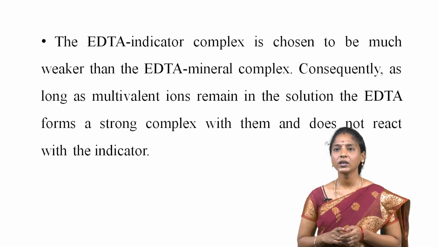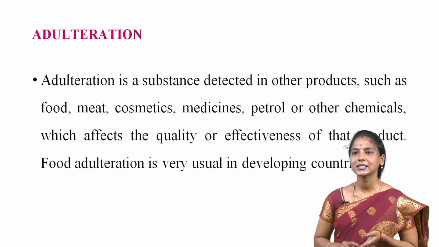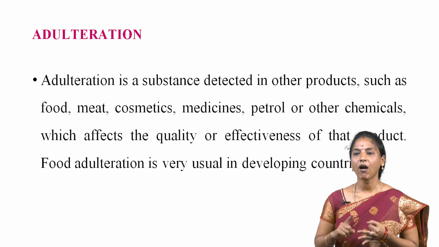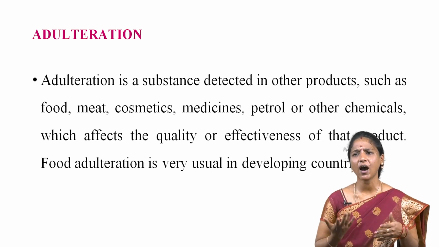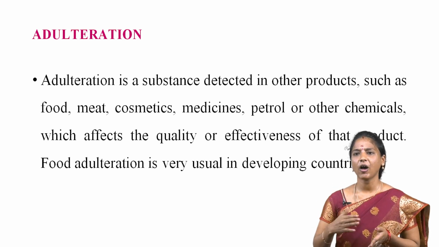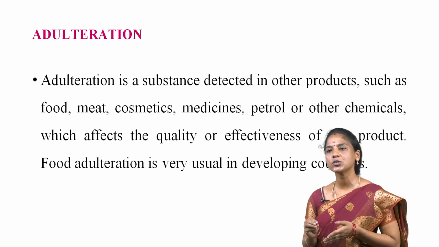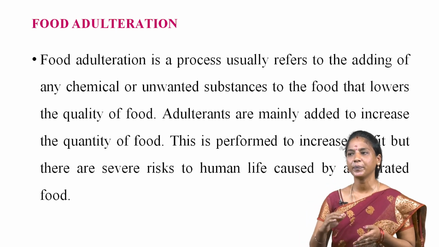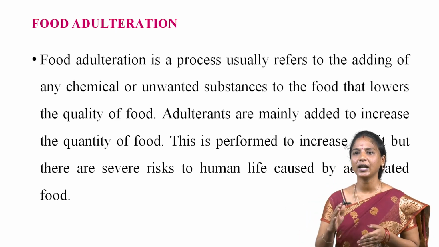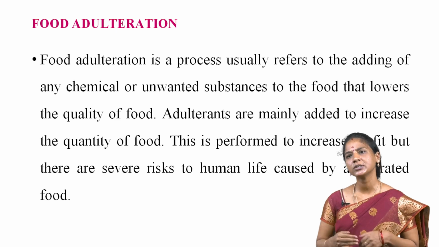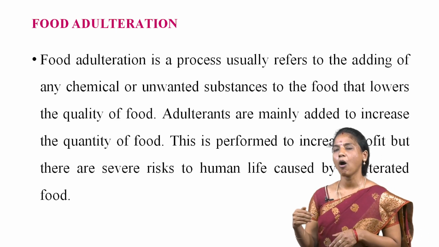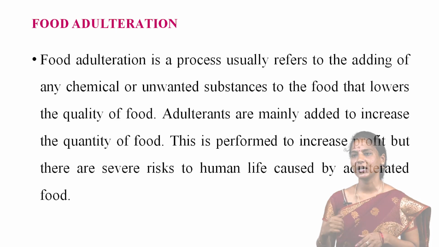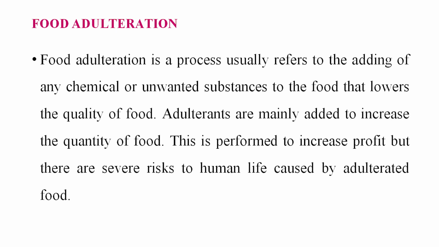Next one, adulteration. Adulteration is a substance detected in other products such as food, meat, cosmetics, medicines, petrol or other chemicals which affects the quality or effectiveness of the product. Food adulteration is very usual in developing countries. Food adulteration is a process usually referring to the adding of any chemical or unwanted substance to the food that lowers the quality of the food.